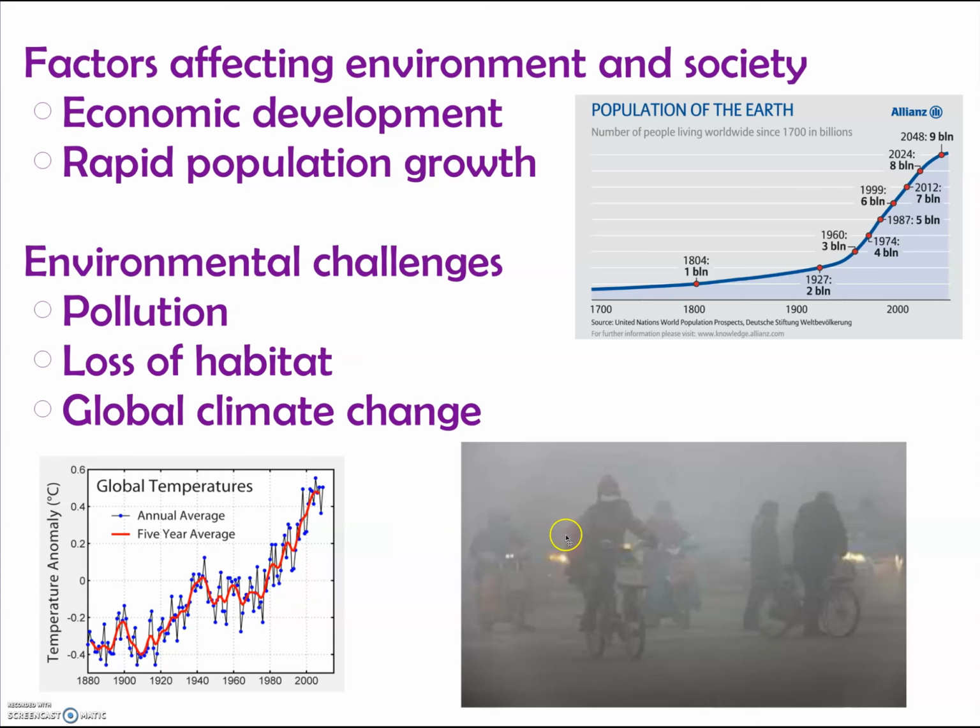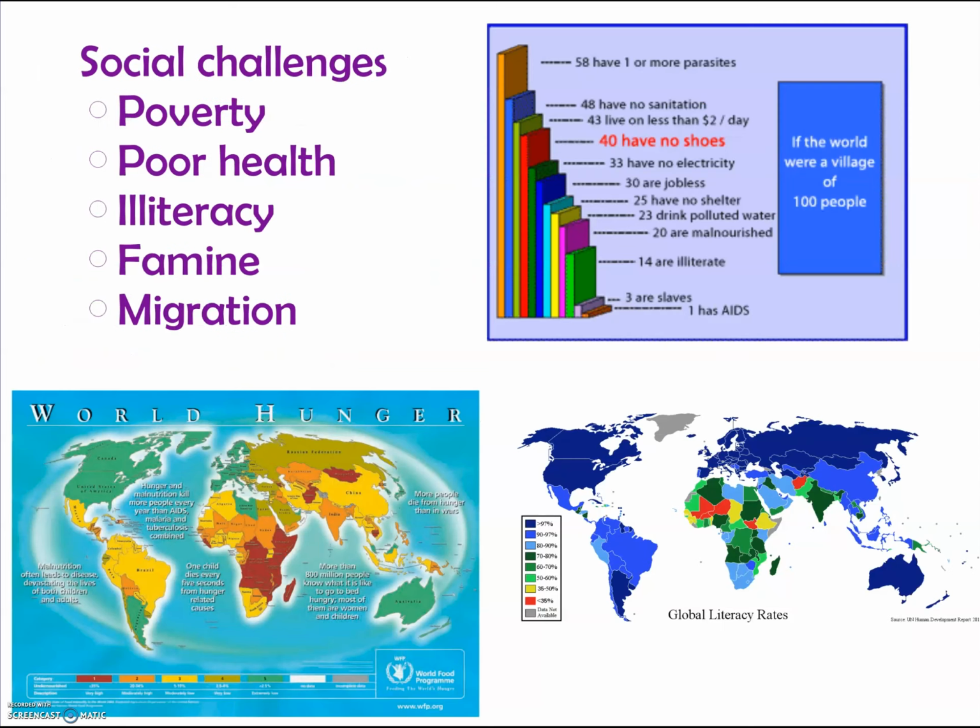The other thing is this picture of the people on the bicycles. That's a picture of Beijing, where they deal with a lot of smog, which is obviously causing problems for people trying to breathe.